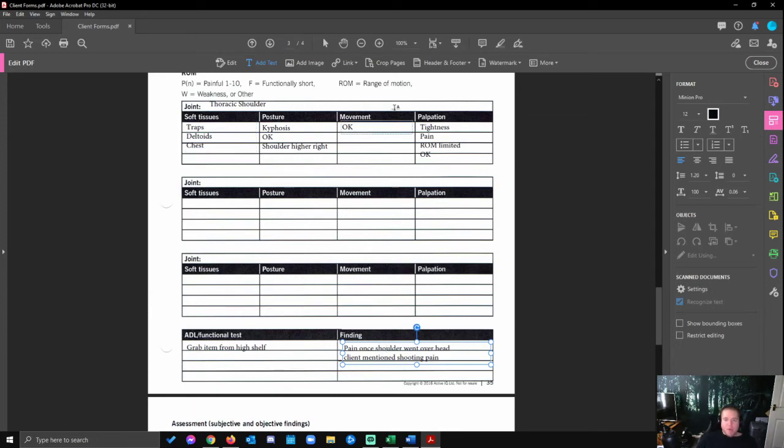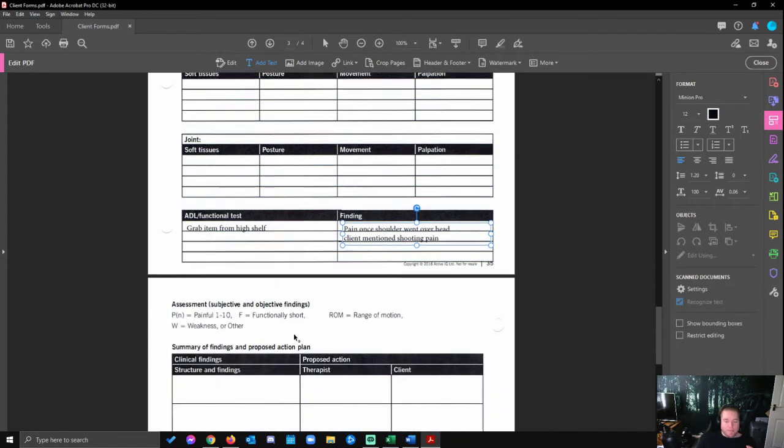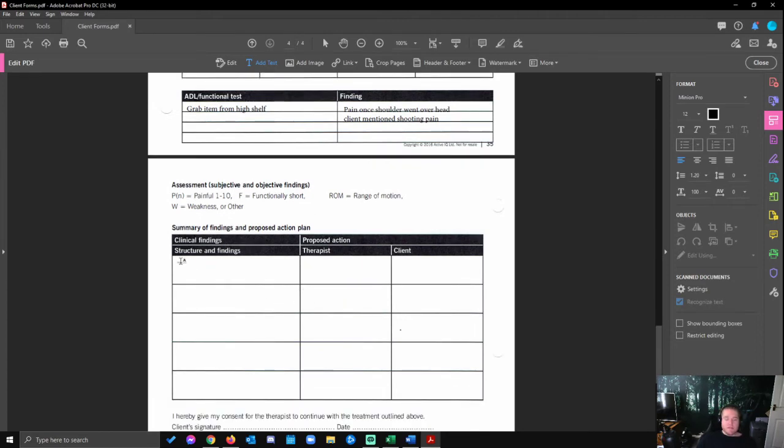Now what's going to happen, now you've done your testing with the client, you're going to come down to this final part. So clinical findings, structures and findings as well. This is now you basically writing down everything that you think is the problem now, based on what you found out from the testing itself.